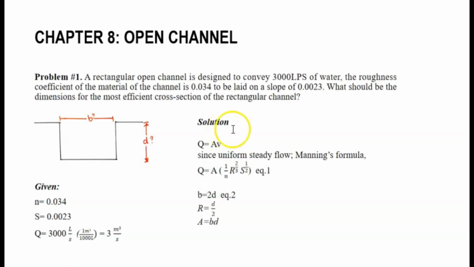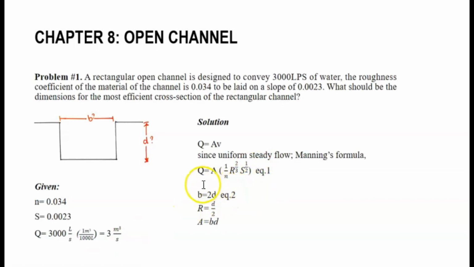So for our solution, we have here the formula for discharge: Q equals area times the velocity. Since it is uniform steady flow, we can use the velocity from Manning's formula. So we will have now discharge Q is equal to A times 1 all over the roughness coefficient times the hydraulic radius raised to 2/3 times the slope raised to 1/2, which will serve as our equation 1.